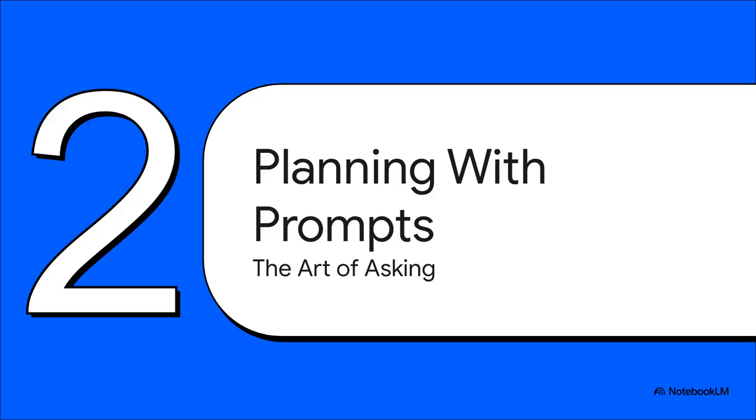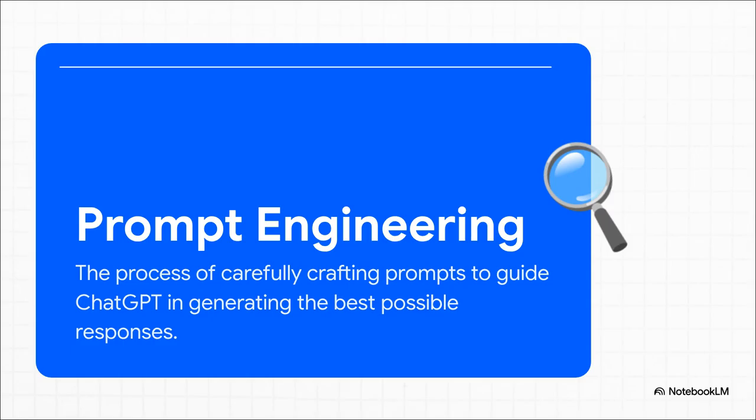Okay, so we know what it is. Now we've got to talk about how to use it. This brings us to planning with prompts. This is where the magic really happens, and it's all about learning the art of asking the right questions. The skill you need to learn is called prompt engineering. It sounds technical, but it's simple. Think of ChatGPT as a genius who's a little too literal. Your prompt is your instruction manual. The better your instructions, the better the result. It's that direct. Better prompts just get you better content, period.